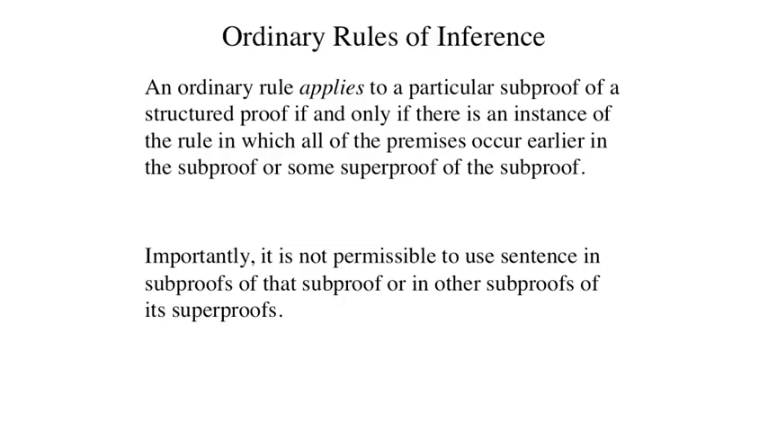An ordinary rule of inference applies to a particular subproof of a structured proof if and only if there's an instance of the rule in which all of the premises occur earlier in the subproof or in some superproof of that subproof. Importantly, however, it's not permissible to use sentences in subproofs of that subproof or in other subproofs of its superproofs, only in the subproof itself and the superproofs of that subproof.